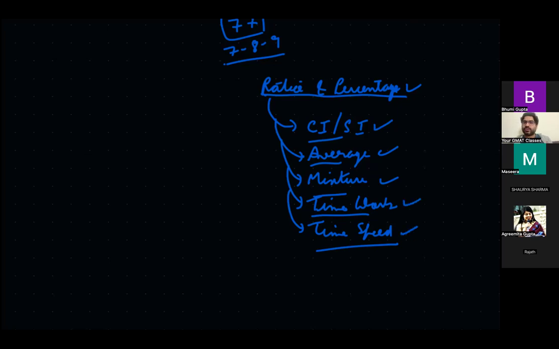And we have to cover all these topics, and that's what we will start with as well. After ratio and percentage, we'll go to time and speed, then time and work, then average and mixture, then CISF, then set theory, PNC, probability, and then Rahul will start with algebra.